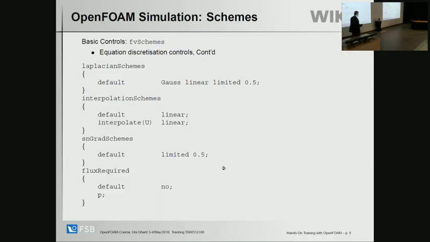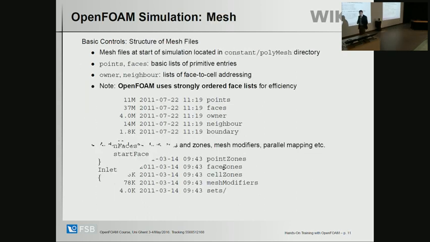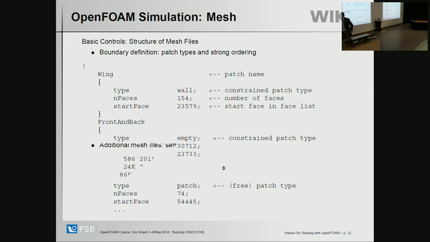For the Laplacian, I have div, gamma, grad, u. Div, Gauss, gamma, linear interpolation, grad u will use a scheme called limited 0.5, which is exactly the same as this surface normal grad scheme, limited 0.5. Okay? As you get better at understanding discretization and you run more cases, you will get better at guessing as well. So let us now take a look at the definition of my mesh files.